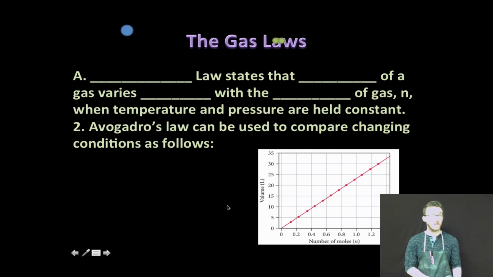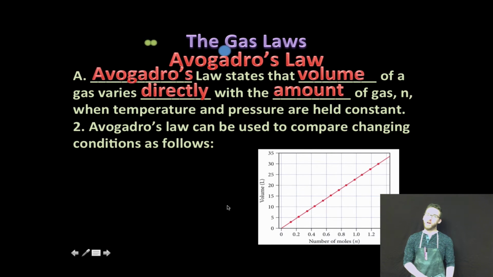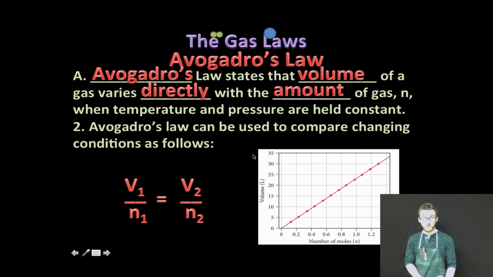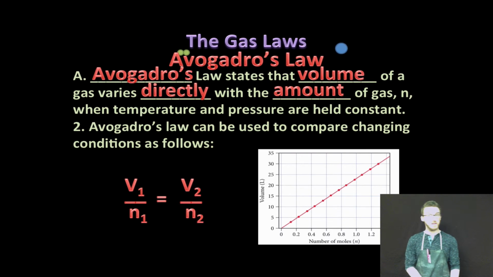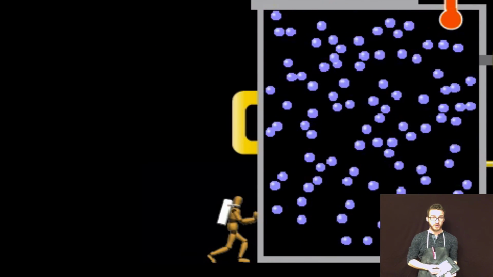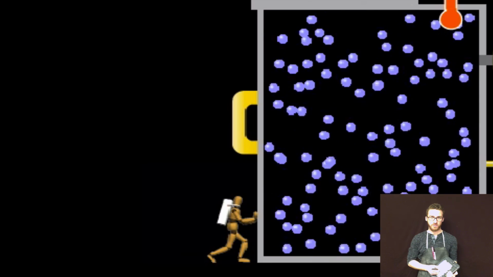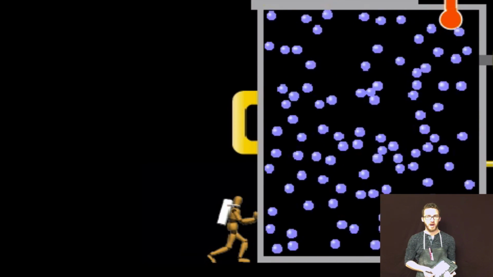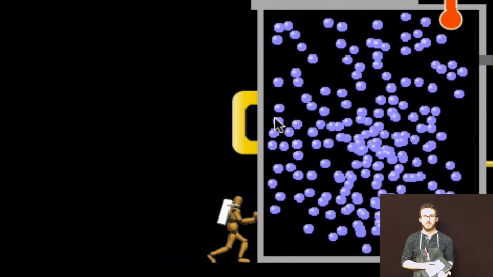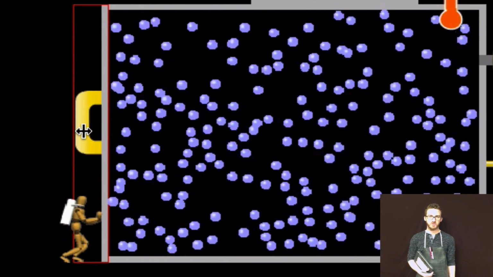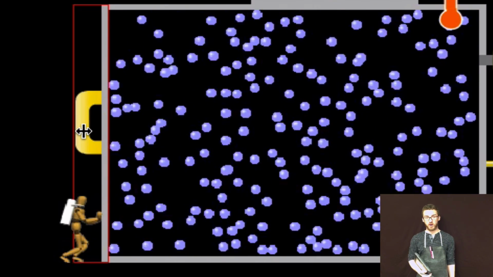Just like the others, you want to be comfortable looking at Avogadro's law in graphical format. Recognize that this is going to be a direct relationship, so you'll get a nice linear graph that exists between volume and number of moles. All right, finally, let's take a look at Avogadro's law. This relates the volume and the number of moles of my gas. If I increase my number of moles of gas, my volume's going to increase as well, in order to keep those other variables constant.